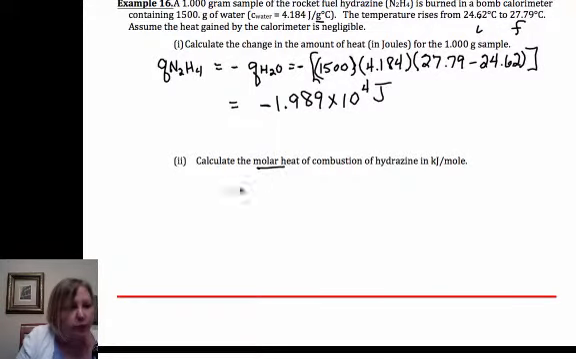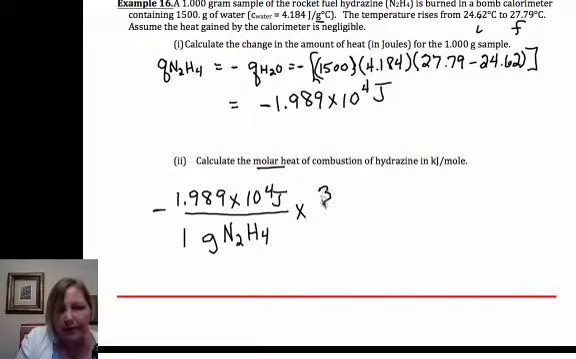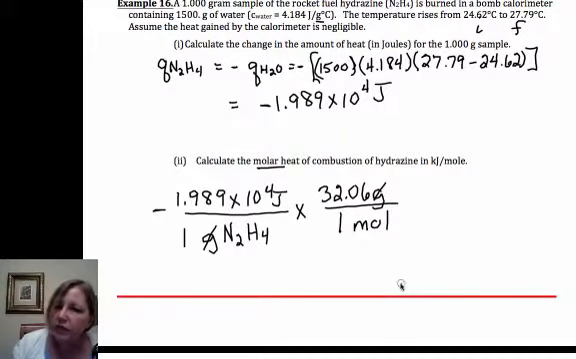For the molar or per mole, let me show you another way to do this. I have 1.989 times 10 to the 4th joules. All you have to do is convert mass to moles and divide joules by moles. It's really all you have to do. That's per 1 gram of hydrazine, right? Some of you are going to like this way better. I'm going to multiply that by 32.06 grams of hydrazine, so I get grams to cancel, per 1 mole. That's another way to do that.